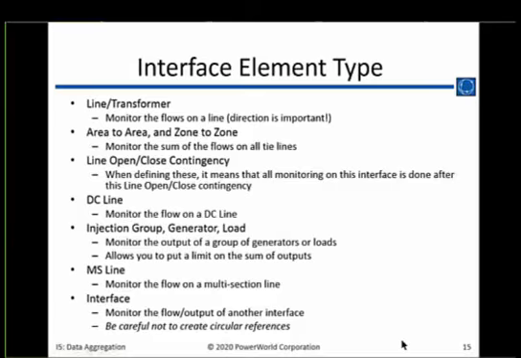And then we also talked about the different element types and did various examples that had lines and transformers, line open contingencies, area to area, and then just know you can also do DC lines and injection groups. And you can even nest interfaces inside other interfaces. But there's a warning, don't create a circular reference.